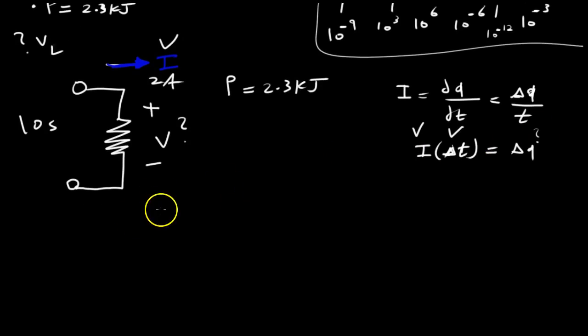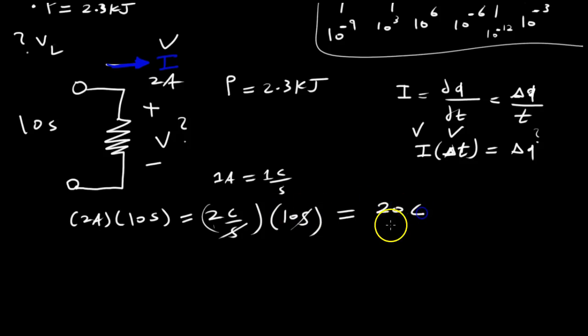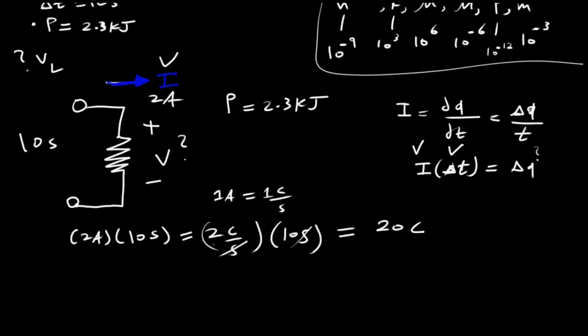So I'm going to plug those in, and I get 2 amps times the change in time, so 10 seconds, is equal to, what's that? That's 2 coulombs per second. That's what 1 ampere is. Remember, 1 ampere is 1 coulomb per 1 second. Multiply by 10 seconds, so seconds cancel out, and it's a good habit to start writing units down so you don't get any mistakes. 20 coulombs is the amount of charge that passed through this whole thing for 10 seconds at a current of 2 amps.